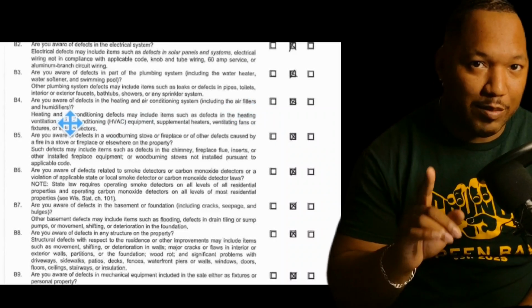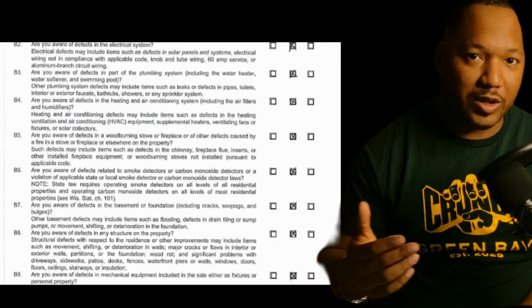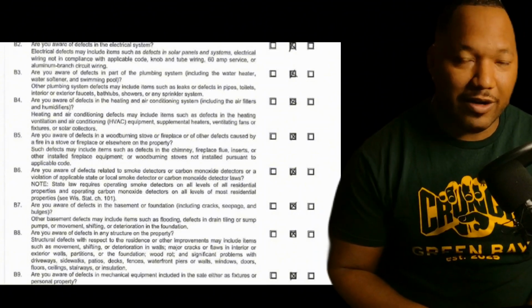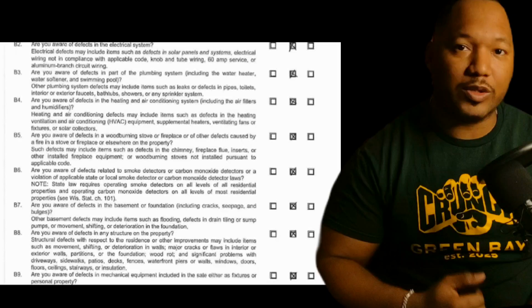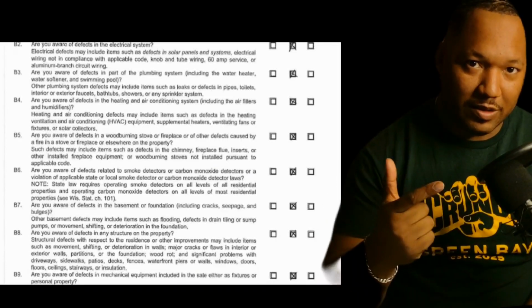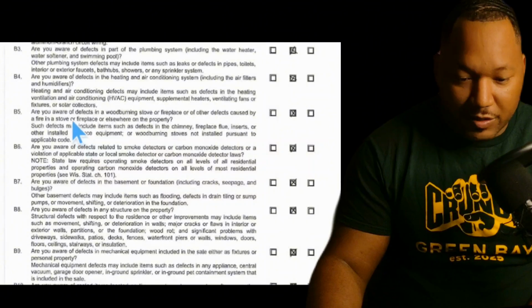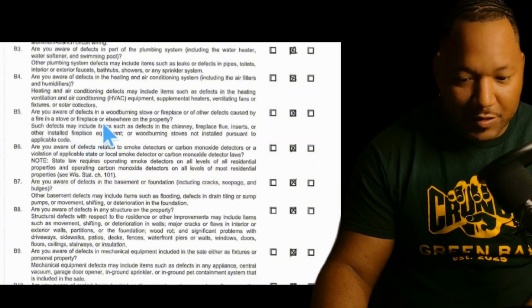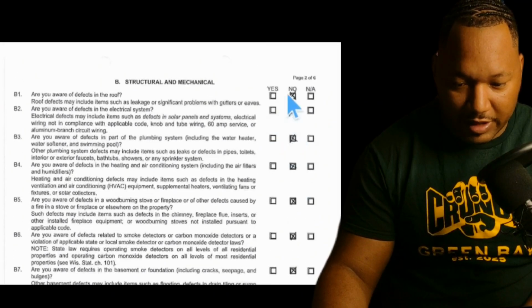That's something a lot of people I talk to will miss. You might have a humidifier that doesn't really work, and they say they'll just figure it out. No, you can't do that. You have to disclose it because they can bring you to court for damages. Are you aware of defects in a wood-burning stove or fireplace? If you don't have any of these, you can just mark not available. But most of these are no that they're selecting.